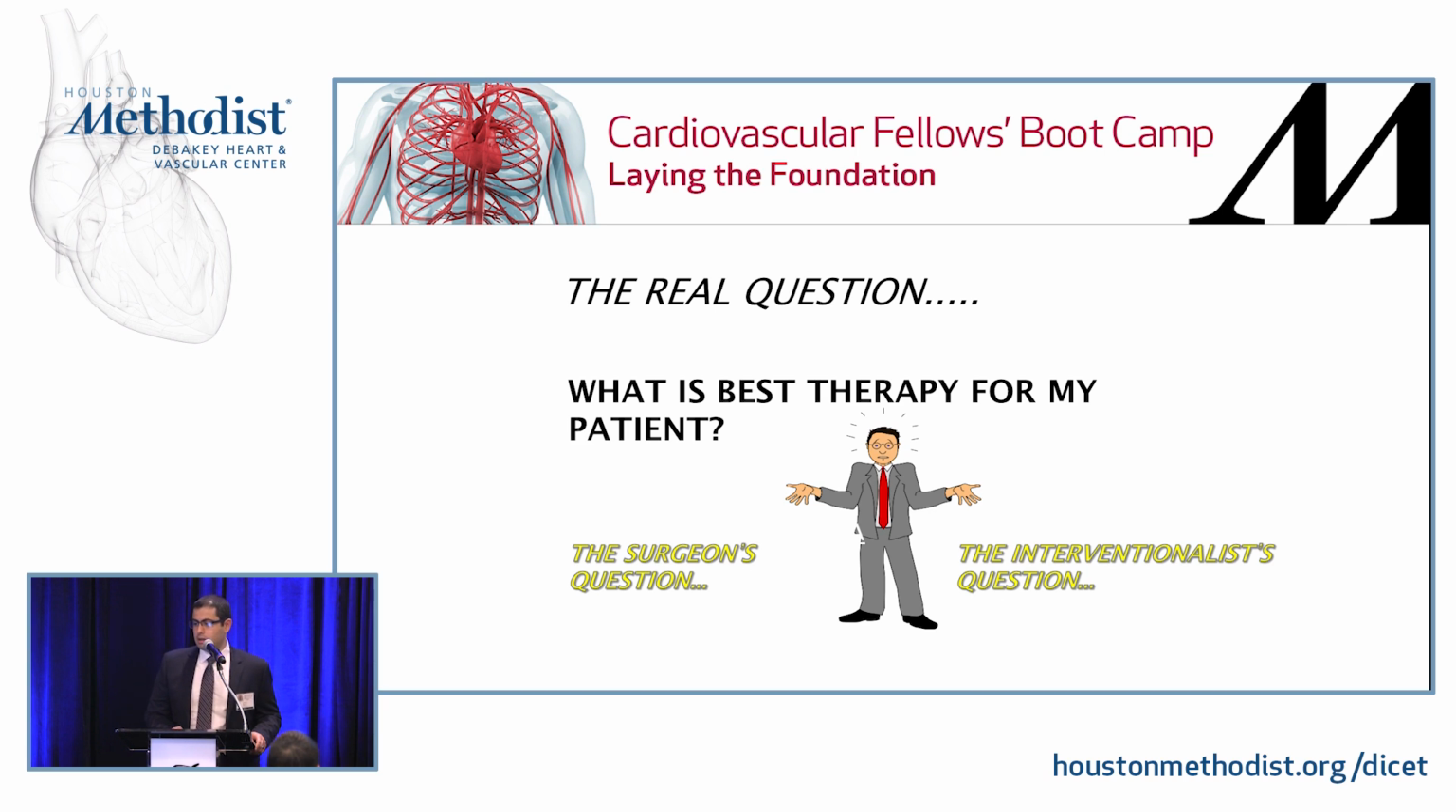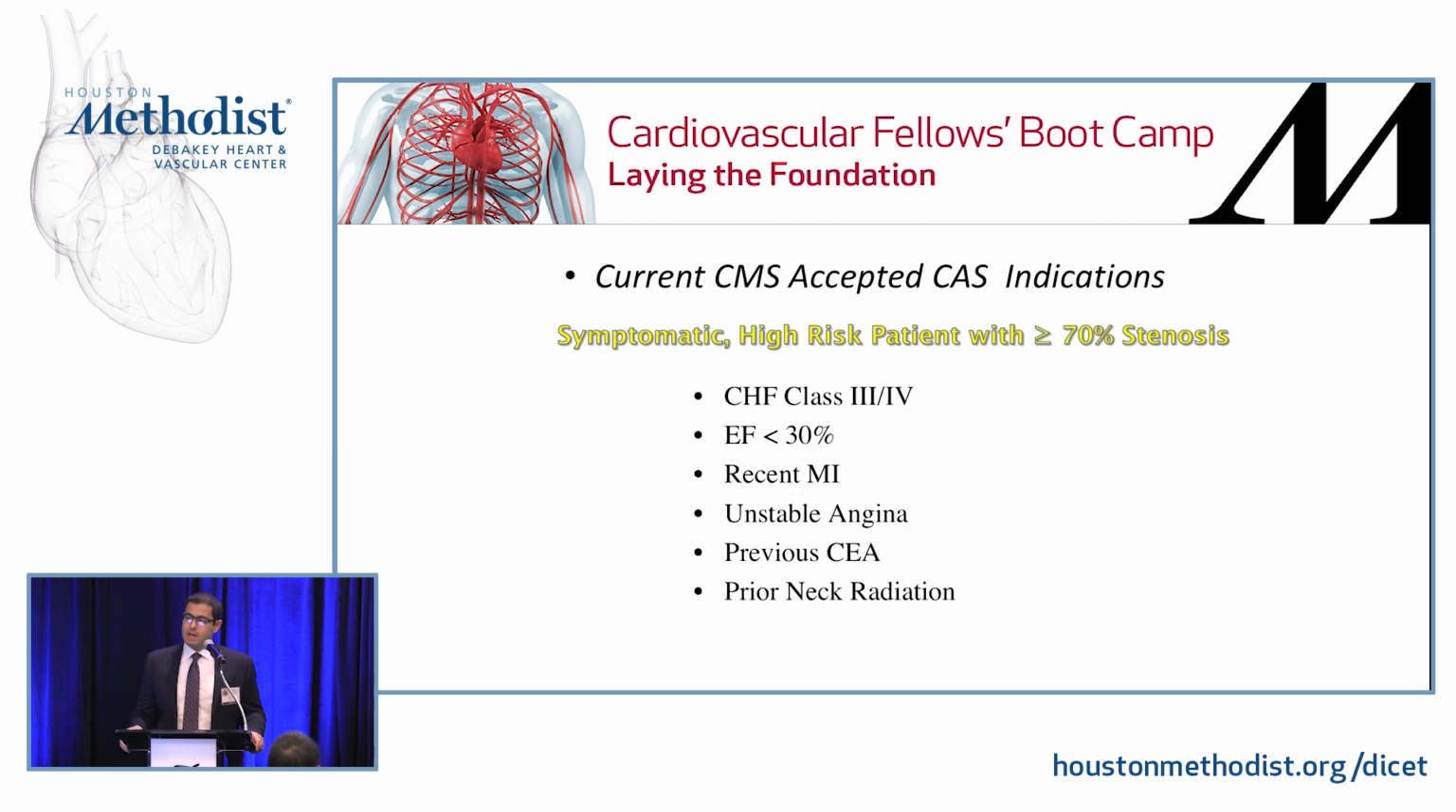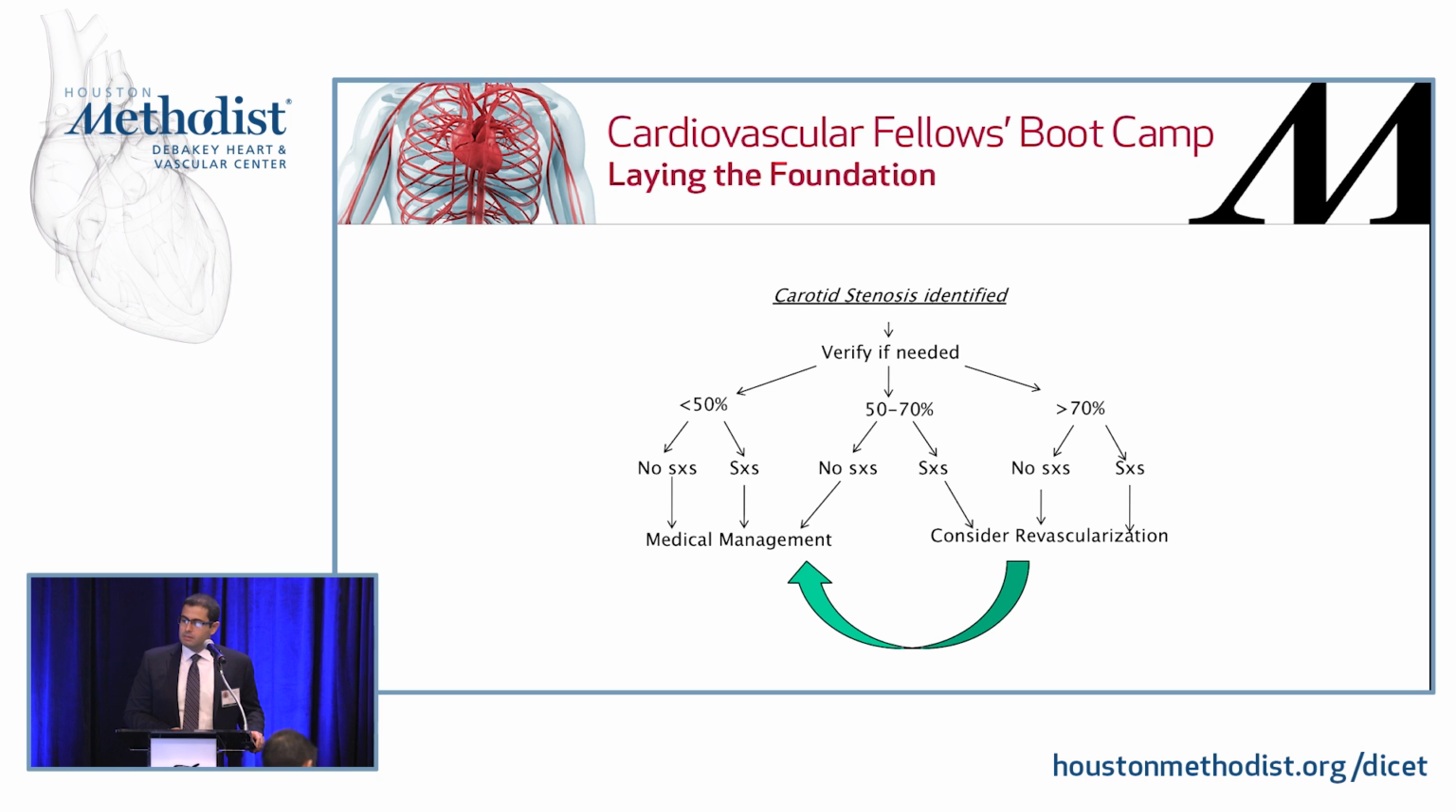Again, to summarize, what should you offer your patients? If the patient is symptomatic with more than 70% stenosis on the ultrasound, and has a high cardiac risk, such as CHF, ejection fraction less than 30%, recent MI, unstable angina, or previous CEA or a radiation field, offering carotid artery stenting, while knowing their anatomy and lesion length, would probably be beneficial. That's basically it. This is just a summary at the end of my presentation.